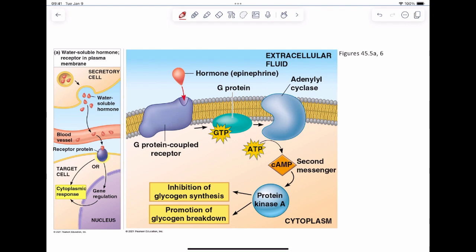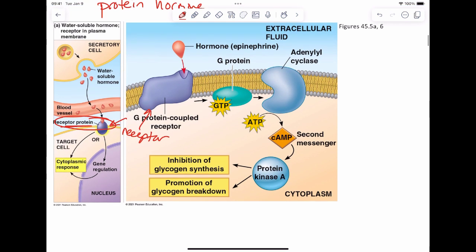When we look at those hormones, they're going to have one of two spots where they're going to target. If you have a protein hormone, you will always be able to find its receptor on the cell surface. They are usually famous, as I pointed out once upon a time, for a cytoplasmic response. The cell is going to change what it's doing.